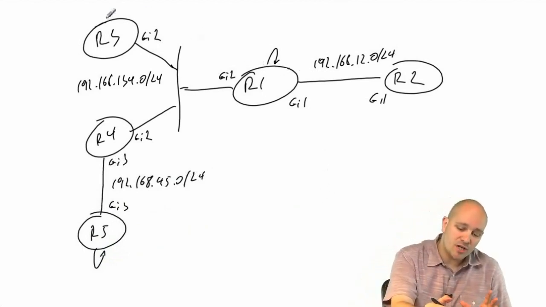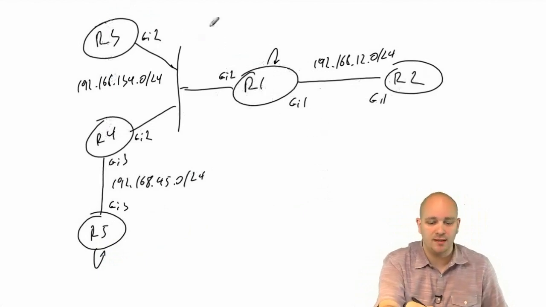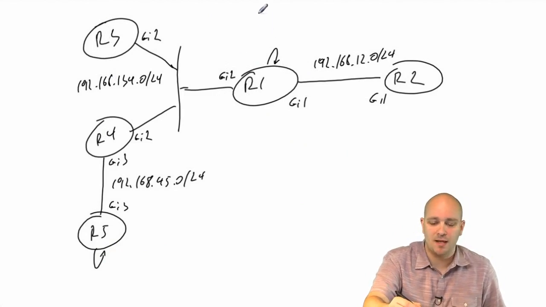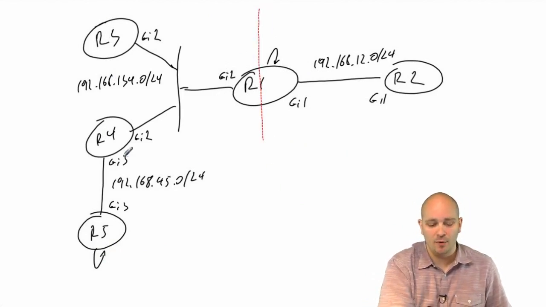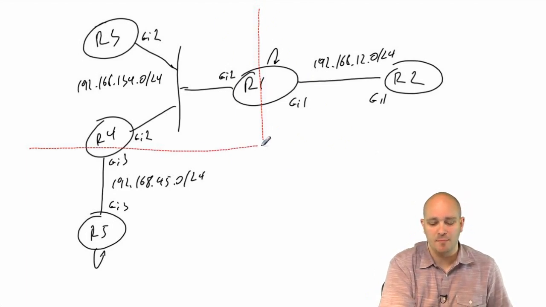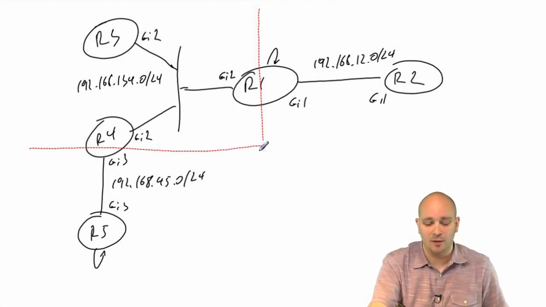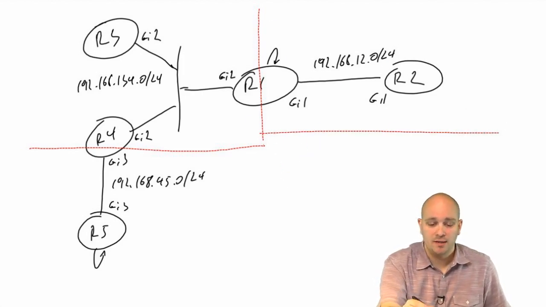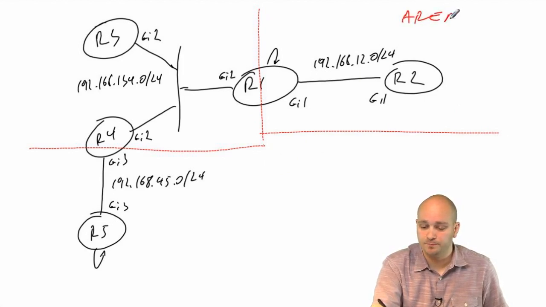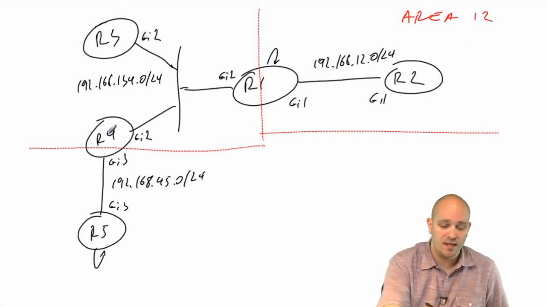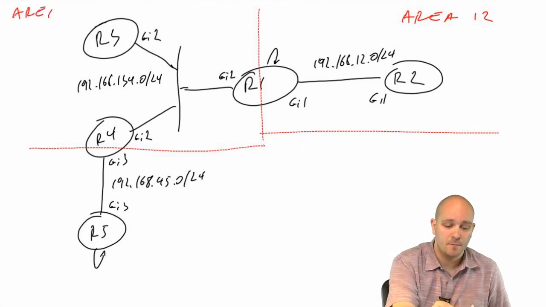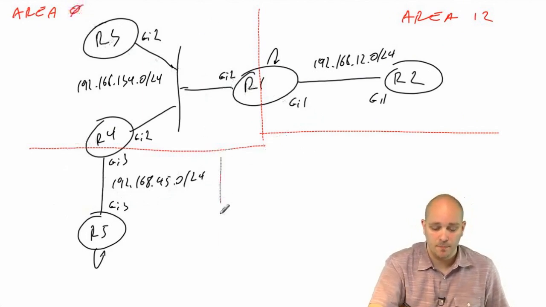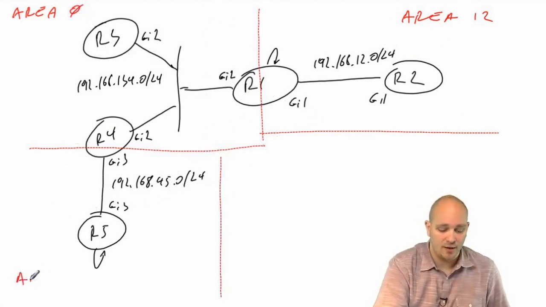Routers R3, R4, R1, and R2 were all operating in area 0, but this is something that I'm going to change now. I'm going to make my router R1 an ABR, and I will make my router R4 an ABR here. So I'm going to divide my network into really three areas. Routers R1 and R2 are going to be in area 12. Routers 1, 3, and 4 are going to be in area 0, and routers 4 and 5 are going to be in area 45.